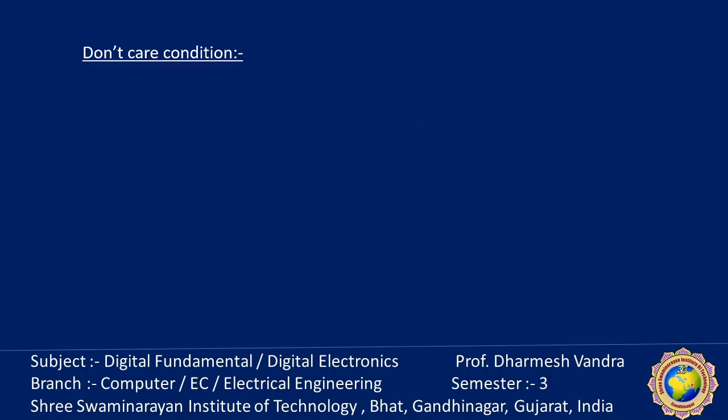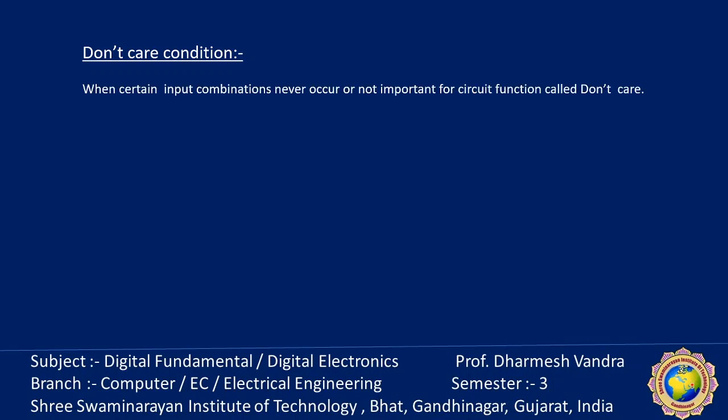Before starting that, let's understand what we mean by don't care condition. Its name suggests don't care. Sometimes some input combinations never occur, or certain conditions never occur, or they might not be important for the circuit function. Even if the situation occurs at the input side, the output remains stable and does not change as per the undesirable input condition. These combinations are called don't care conditions. We can avoid the input combination at the time of simplification or designing a digital circuit.